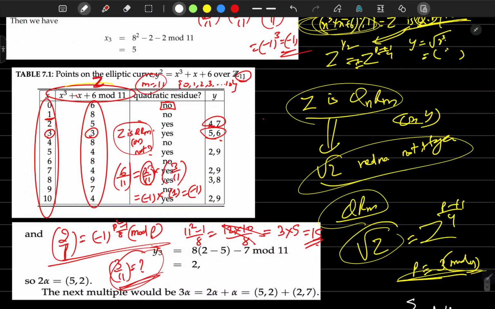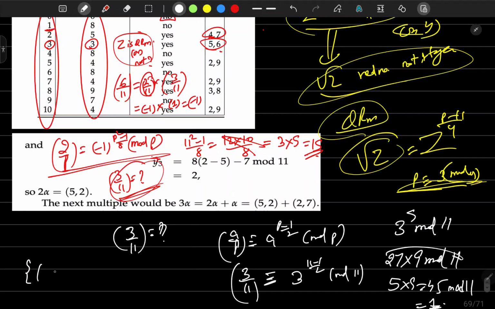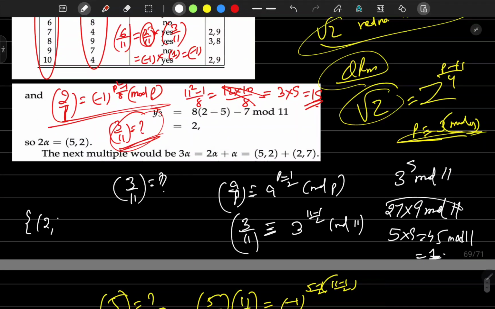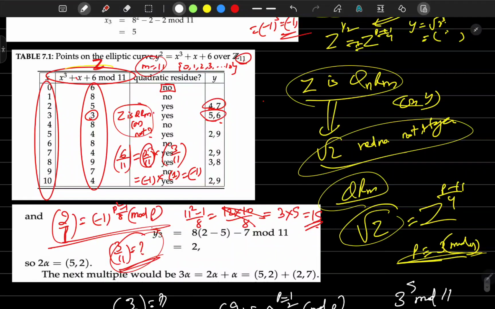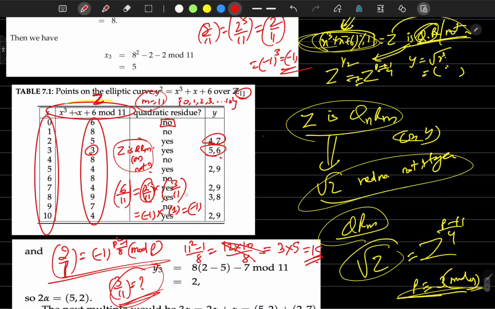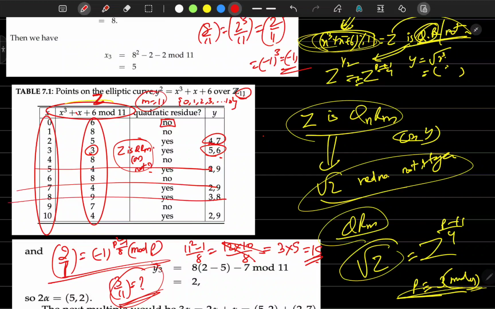After computing all these things, the set can be written like this: 2 comma 4, 2 comma 7, 3 comma 5, 3 comma 6, 5 comma 2, 5 comma 9, and so on. All these corresponding points form an elliptic curve, an abelian group.